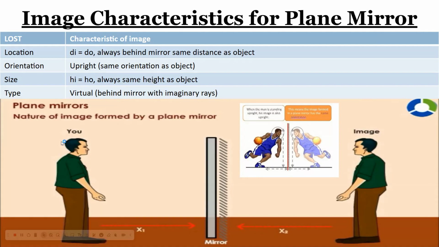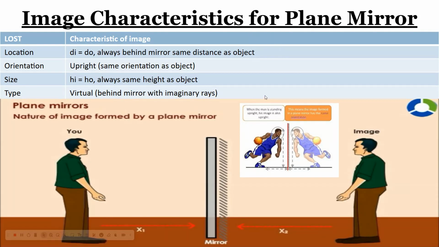If something is 5 centimeters tall, the image will be 5 centimeters tall. In terms of the orientation, the head is still up there, not at the bottom for the image. The head is still on top here. So that means that the image is always going to be upright in terms of orientation for plane mirrors. Location-wise, if the object is 5 feet away, the image is also 5 feet away. So DI is always equal to DO when it comes to the location for plane mirrors. And lastly, type, the image is always virtual.